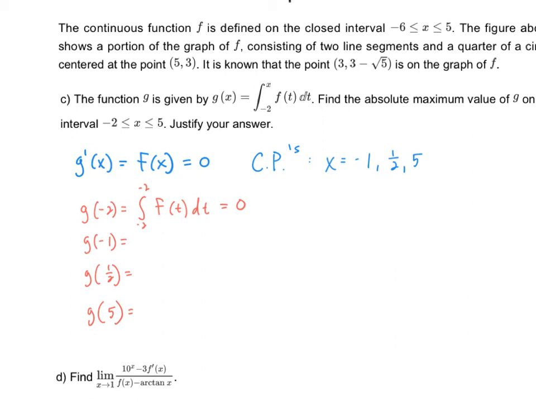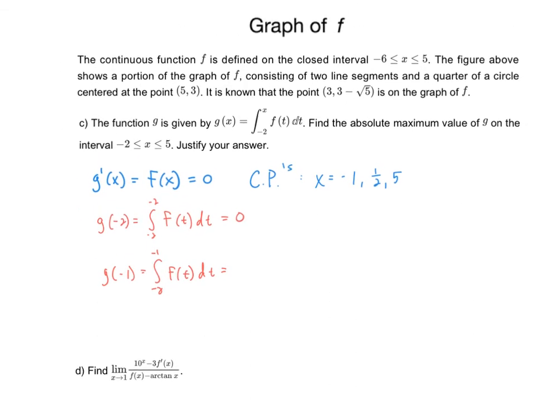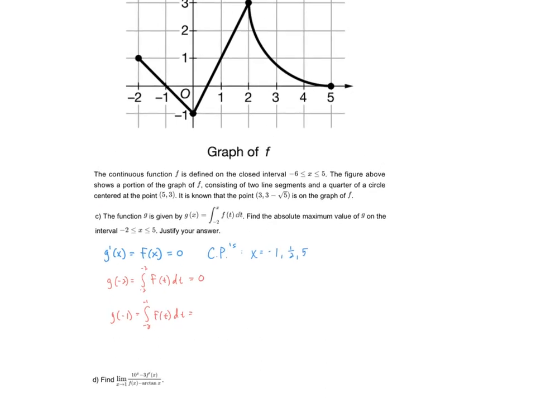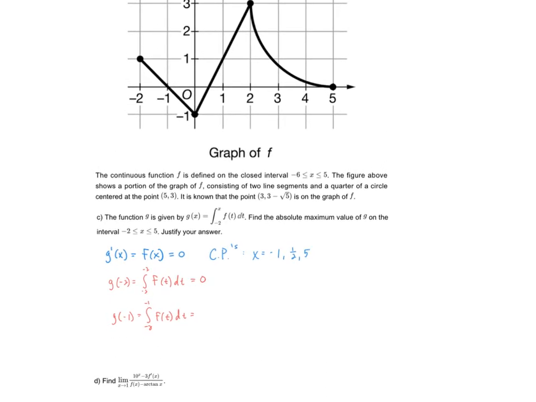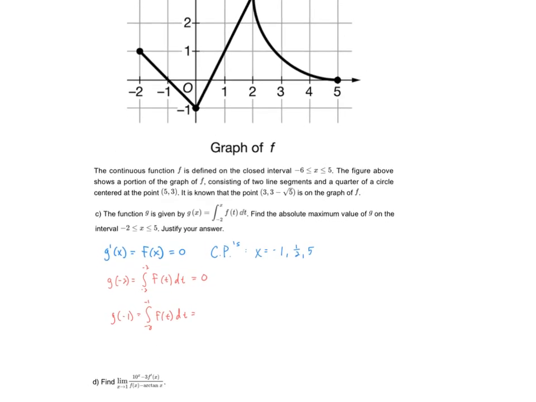Alright, this is not going to have enough room. Okay, next one, G of -1. So -2 to -1, we can see that area is 1/2. From -2 to -1, the area under the curve is 1/2.